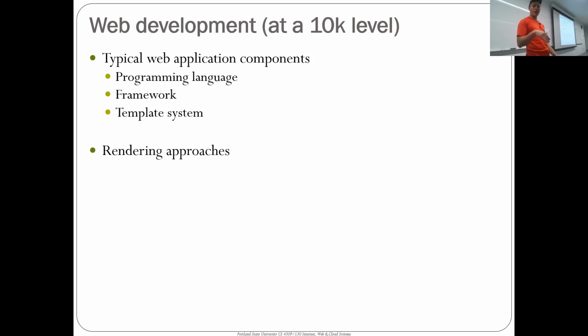So I am going today to talk about web development at like a 10,000-foot level. I'm going to talk about the individual components that your web application might have. So you'll select a programming language, maybe you'll select a framework, and then that framework might have different template systems. So what are all of these things and how do they work is basically what we're going to talk about today. And then I'm going to finish off with rendering approaches, sort of where our modern frameworks are leading us to architecturally.